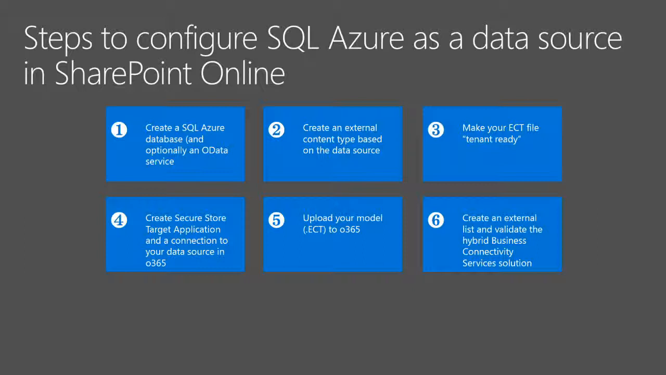Because we're going to use BCS services in Office 365, we need to go through the same process of ensuring that we can talk to our data source using the BCS services and not the traditional on-premises application. The same way as we did before, we create a secure store target application. This time, though, we're creating it in online.